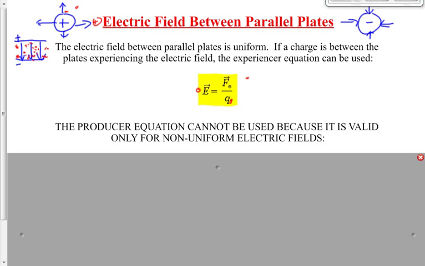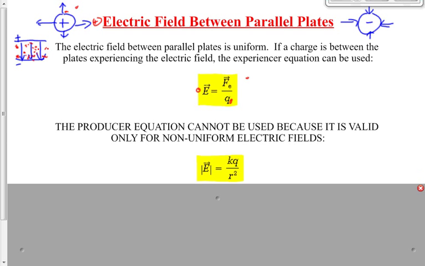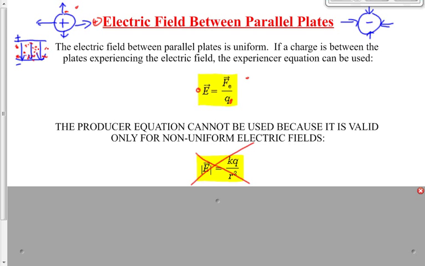Now, the producer equation that we've learned, E is equal to kq over r squared, we can't use that here. We're not allowed to use that for parallel plates. Why? Because that's an equation that's specific to non-uniform fields, and we have a uniform field now. And it doesn't have to literally be parallel plates, right? Here's a cloud. Here's the ground directly beneath the cloud. The cloud, the bottom of it at least, is negatively charged. The separation of charge in the earth makes the top of the earth positive. That's a uniform electric field as well. That's like parallel plates. Anywhere where you have something that's like parallel plates, we call it a uniform field, and we can't use that producer equation, E is equal to kq over r squared.